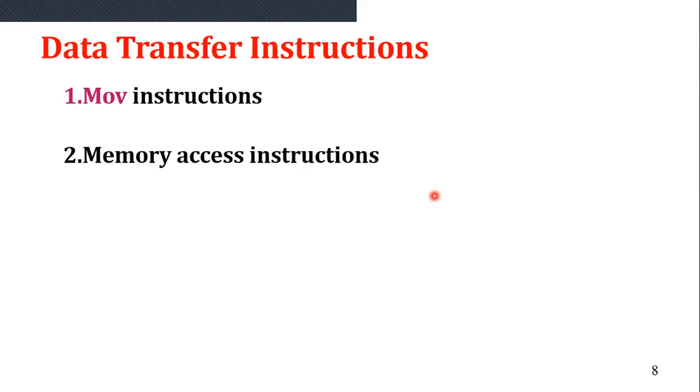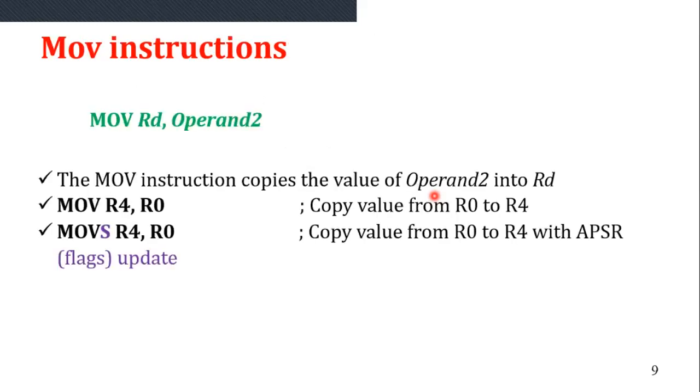So it is possible to store an immediate value into a register, or to transfer data from register to register, using move instructions. Okay, let's see that. The first instruction is MOV RD, comma, operand 2. This is the syntax. RD is nothing but the destination register, and I'm going to take operand 2. The move instruction copies the value of operand 2 into RD. The operand 2 value will not change; it just copies the value of operand 2 into RD.